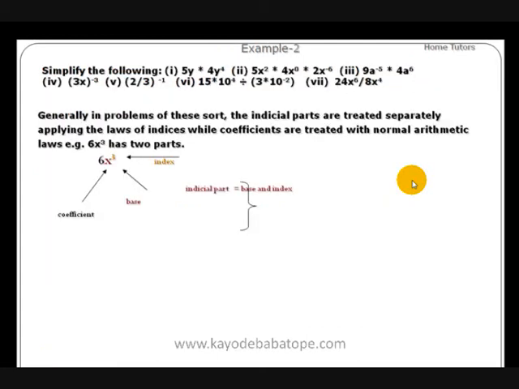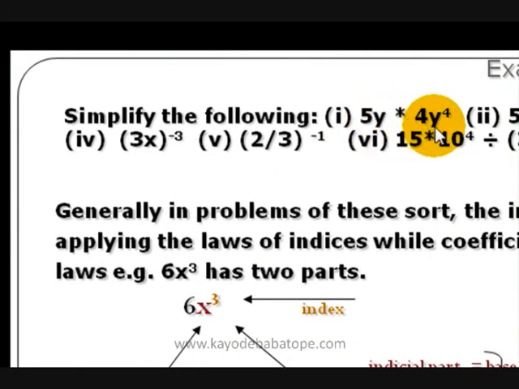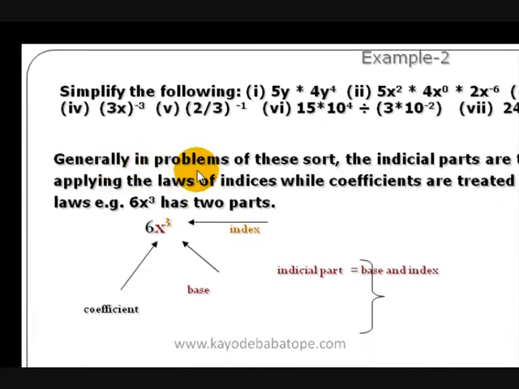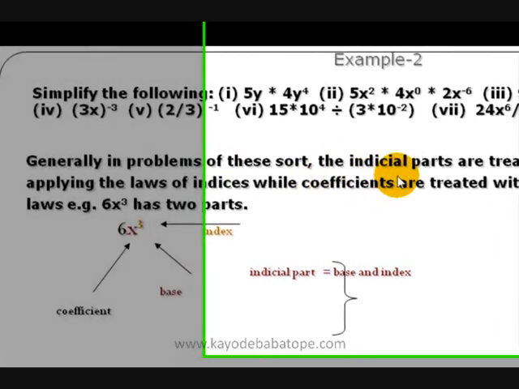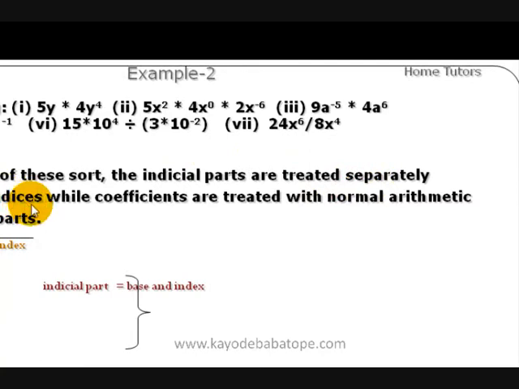Example 2. Simplify the following: 5y times 4y raised to power 4, and then all the rest. Something you need to take note of at this point is that generally in problems of this sort, the indicial parts are treated separately by applying the laws of indices, while the coefficients are treated with normal arithmetic laws.